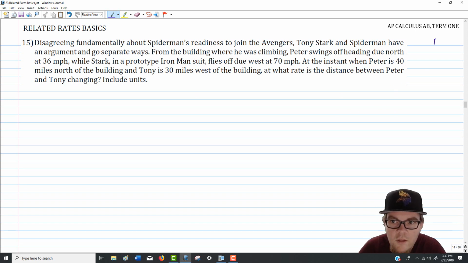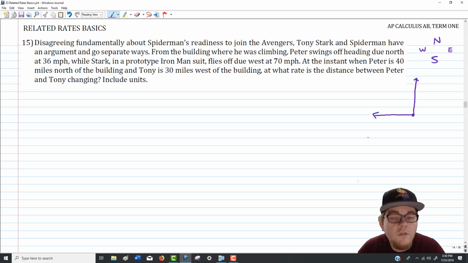So let's picture this. Assuming that we have north, east, west, and south, it says Peter is going this way, and it says Stark is going this way. So we assume for the moment that Stark must have gotten closer to the building so that way he could have an argument enough to storm off in the other direction. So right here, we know how fast each of these are changing. Stark is going 70 miles per hour, which, knowing Stark's nature, is probably restrictive, or he's holding back. Spider-Man is going 36 miles per hour, due north.